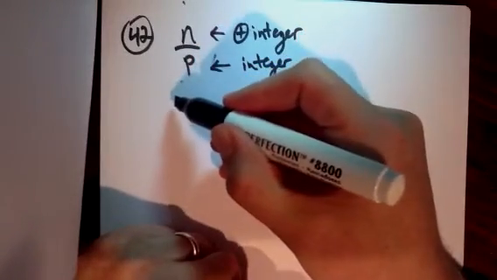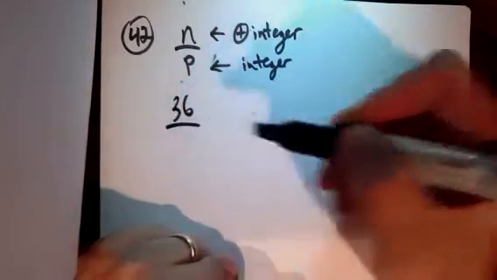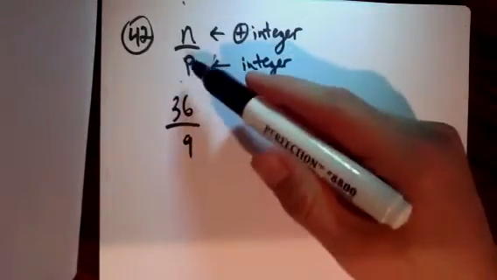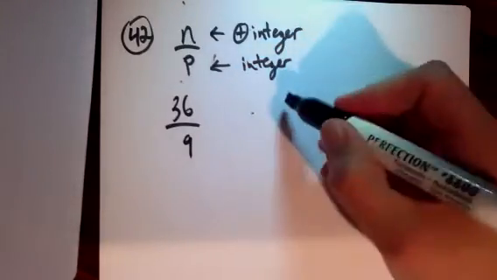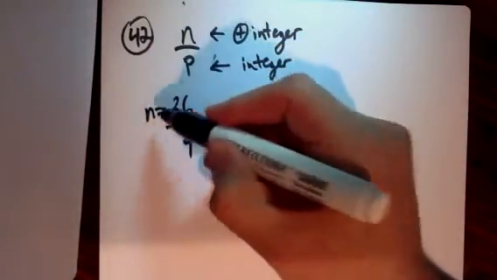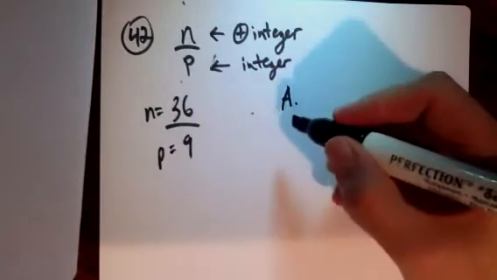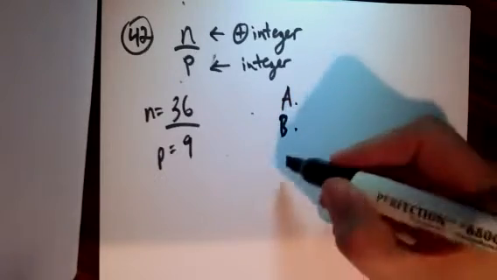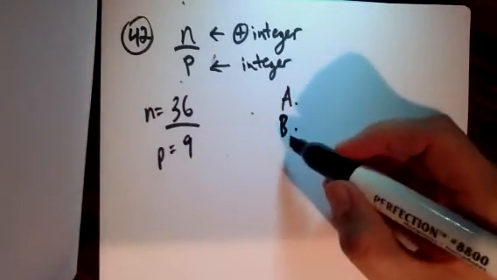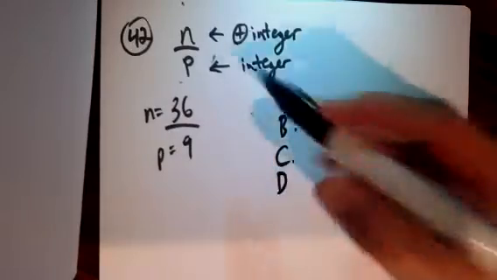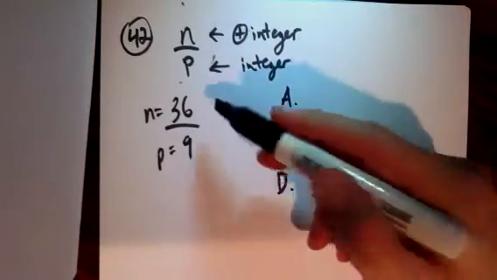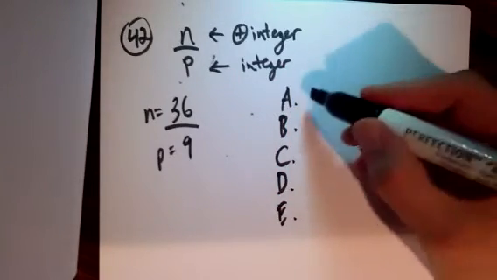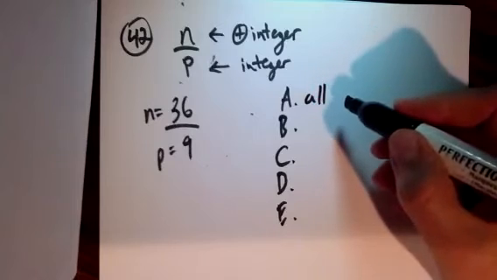Let's say n is 36 and it's divisible by 9. That's true. That's an example that could fit this scenario. And so if n was 36 and p was 9, let's see if we can maybe eliminate some choices, because the problem statement is then it must be true that. So for our example, whatever answer is correct should work with our example as well.